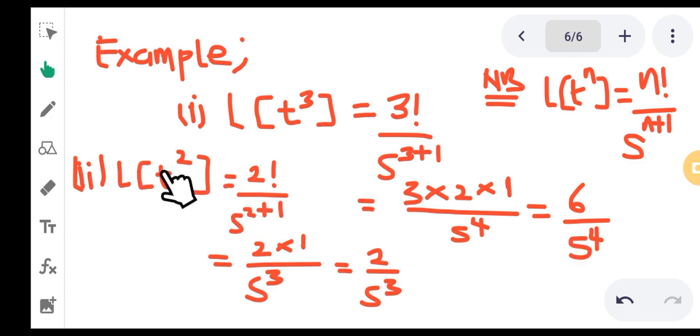The same thing, when you have a Laplace of t exponent 2, you are going to get 2 factorial over s exponent n plus 1, which is 2 plus 1. So you're going to get 2 times 1 over s cubed. So this is the answer. Okay, thank you very much.